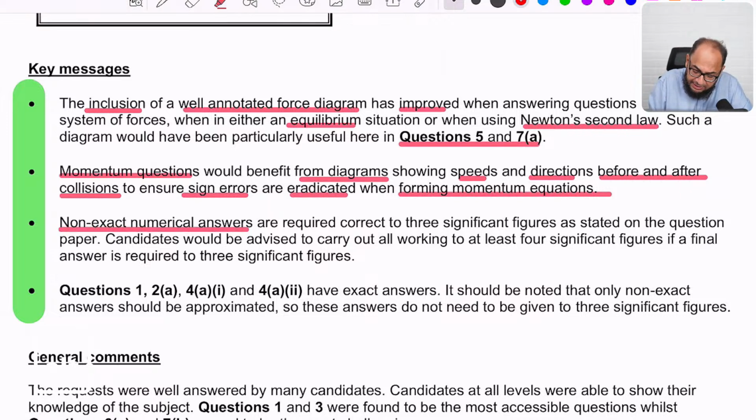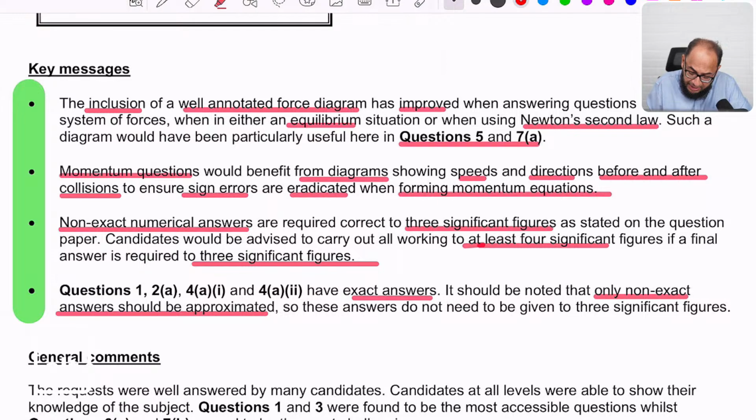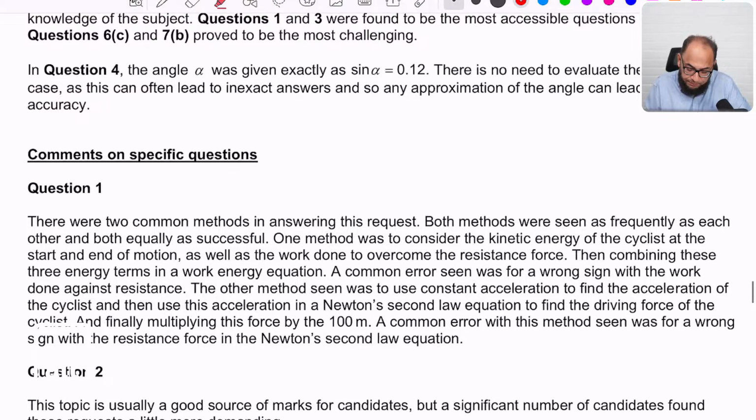Non-exact numerical answers are required correct to 3 significant figures as stated on the question paper. Candidates would be advised to carry out all working to at least 4 significant figures. That's at least. And if a final answer is required, to 3 significant figures. That is basic. Only when rounding off is required, that's when you worry about the accuracy. Questions 1, 2a, 4a part 1, 4a part 2 have exact answers. It should be noted that only non-exact answers should be approximated. Exactly what I told you. So these answers do not need to be given to 3 significant figures. That is the key message.